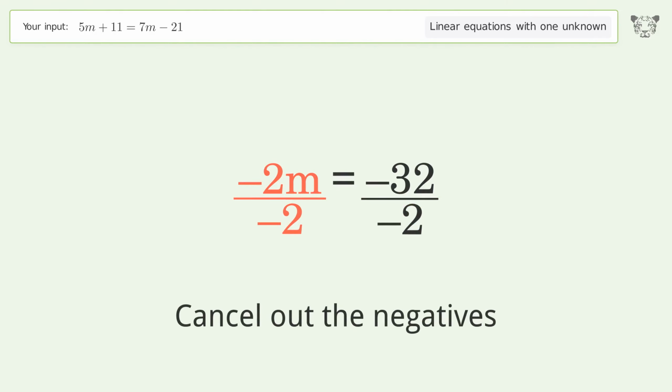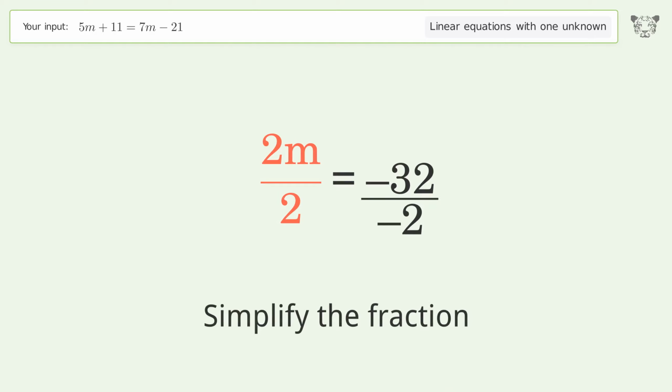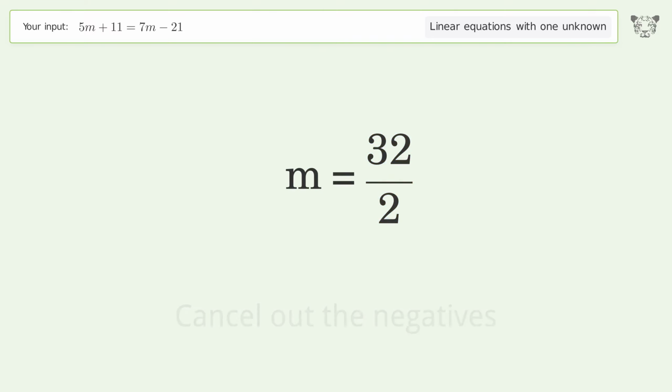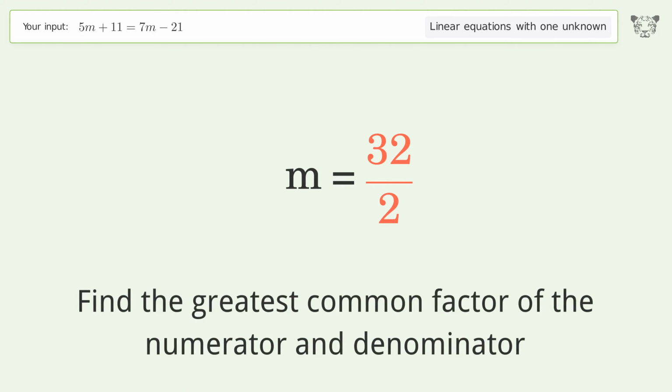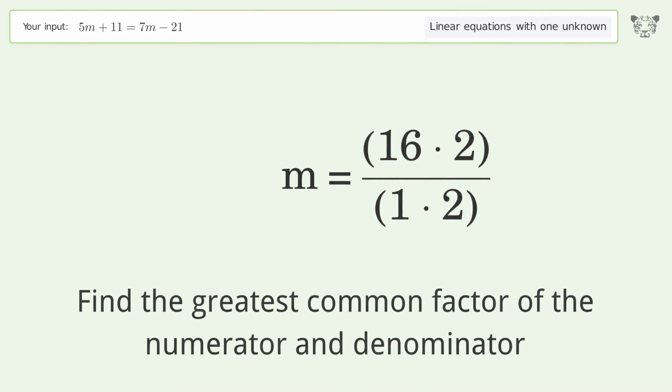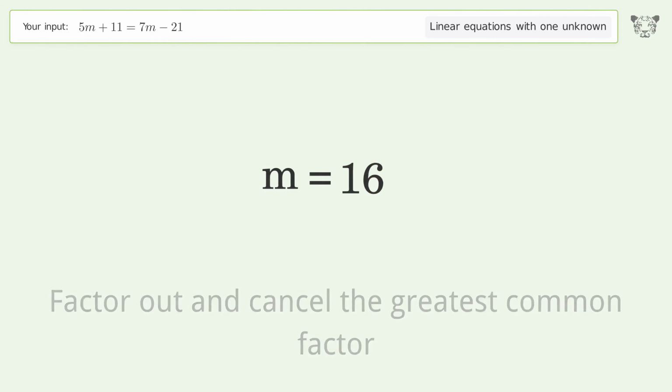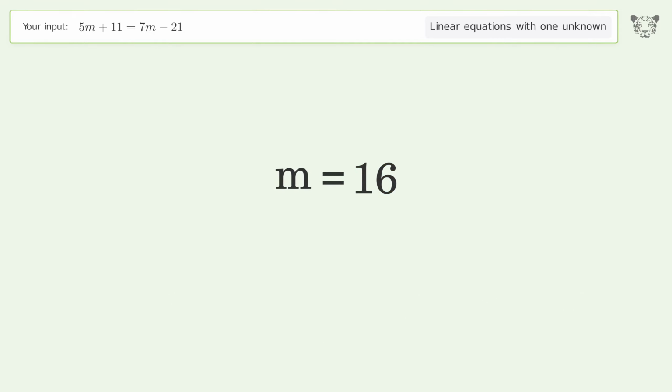Cancel out the negatives. Simplify the fraction. Cancel out the negatives. Find the greatest common factor of the numerator and denominator. Factor out and cancel the greatest common factor. And so the final result is m equals 16.